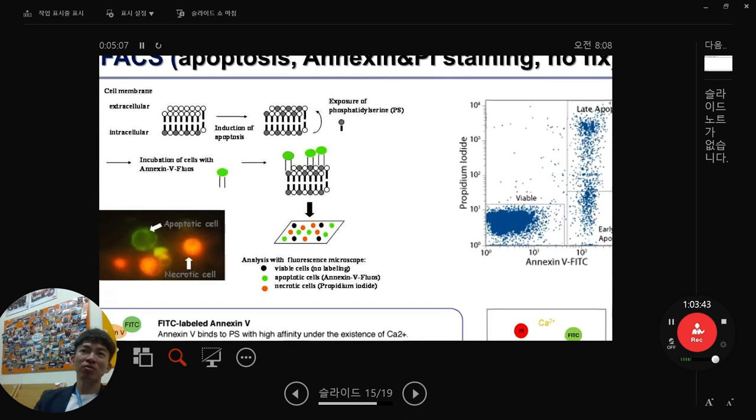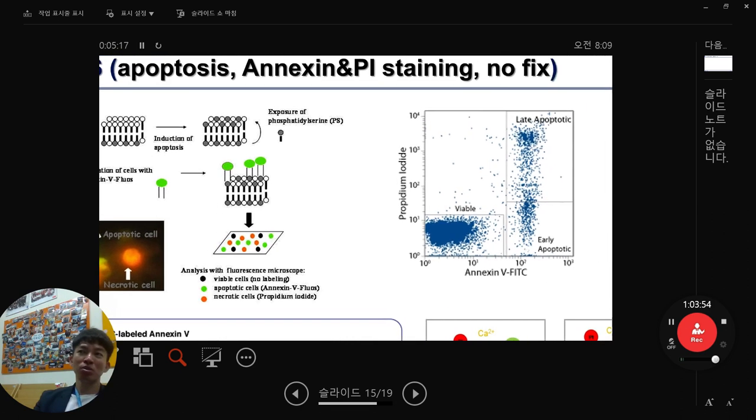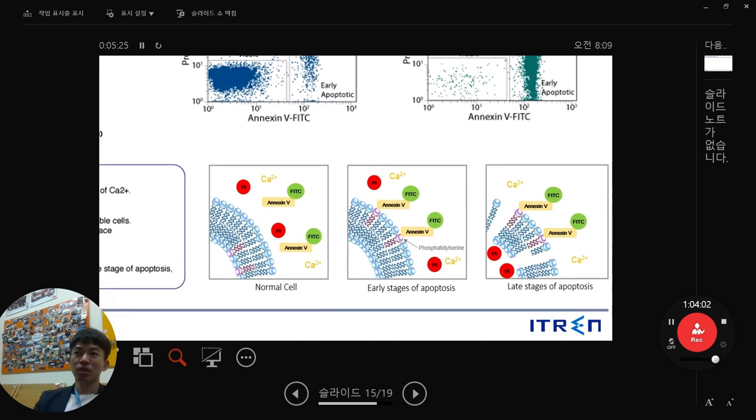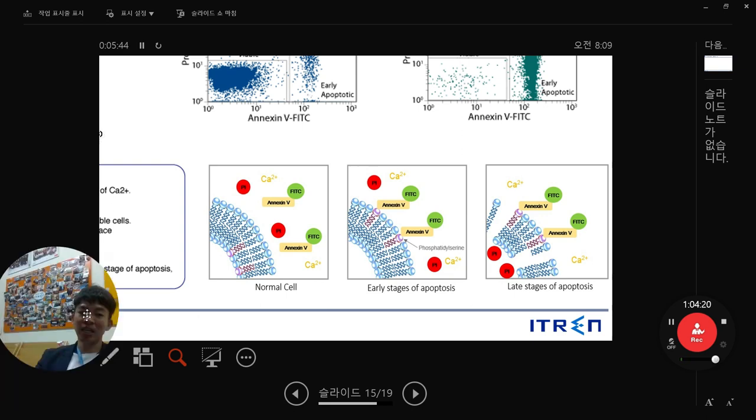PS converting from the intra to the outer cellular side is the original hallmark of apoptosis signaling. But without this, some cells can be damaged. That is why the PI-only positive population is necrosis. So a normal cell with calcium has no stain. Only annexin V stains, because this PS can be converted. But when they are in late apoptosis, PI can go inside and dye the DNA.